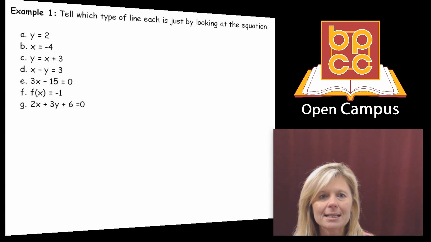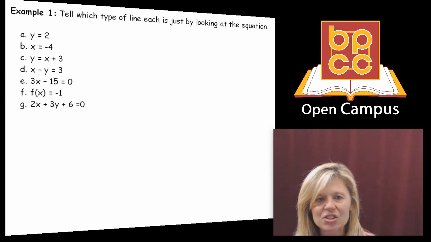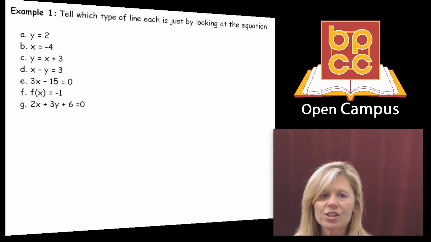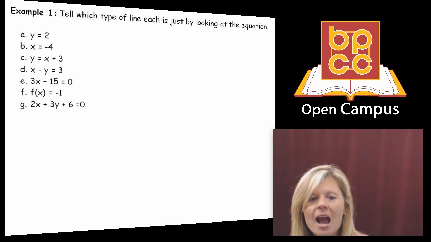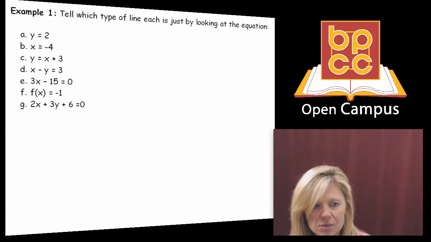Equations C, D, and G have an x and a y. It doesn't matter if they're on the left side or right side. Equations C, D, and G have the letter x and the letter y. That means those would be pictures of diagonal lines.